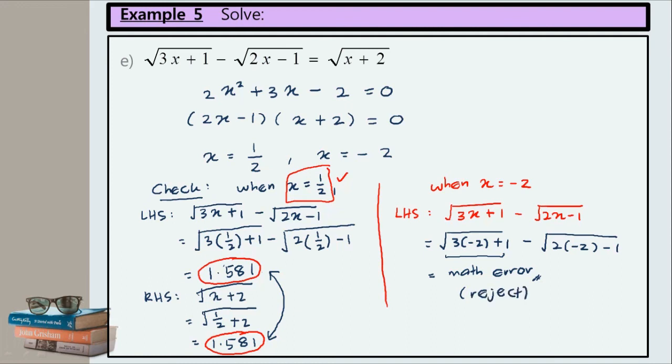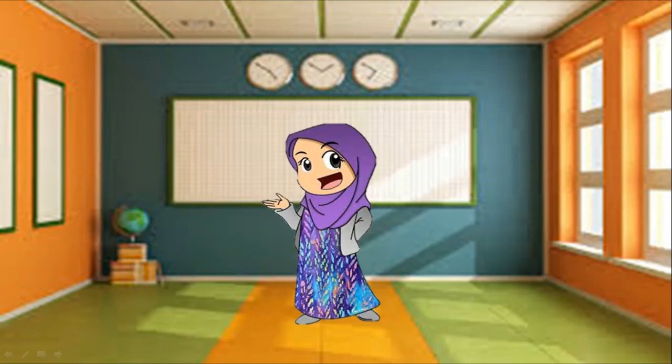Okay, when we reject, it means x equal to negative 2, we reject, we do not accept. That's why our final answer is x equal to 1/2 only. This is our final answer. Finally, we have settled subtopic 1.2 Surds. For the next video, we will learn about 1.3 Logarithm. Stay tuned. Bye.